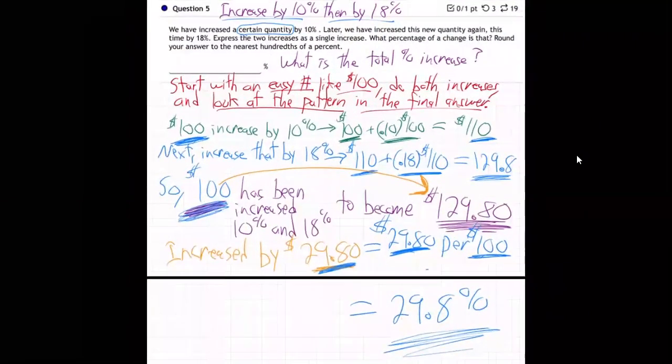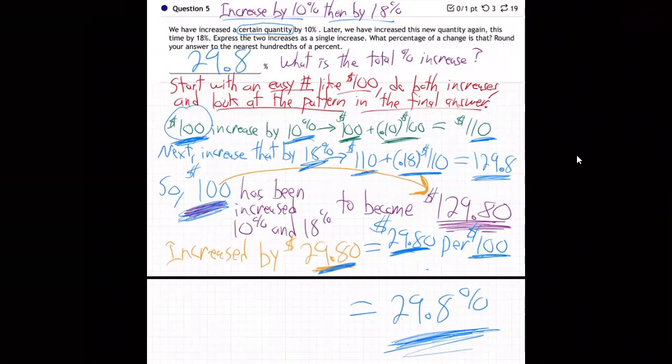So whatever percentages they give you in the question, just take $100 and increase it by the first percentage, then increase it by the second percentage, and take a look at what you've got when you're done. That's the increase per $100. That's the percent increase.